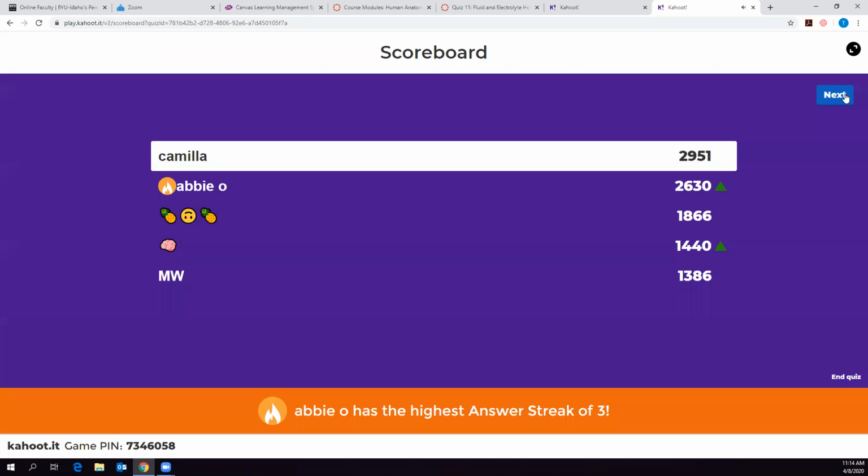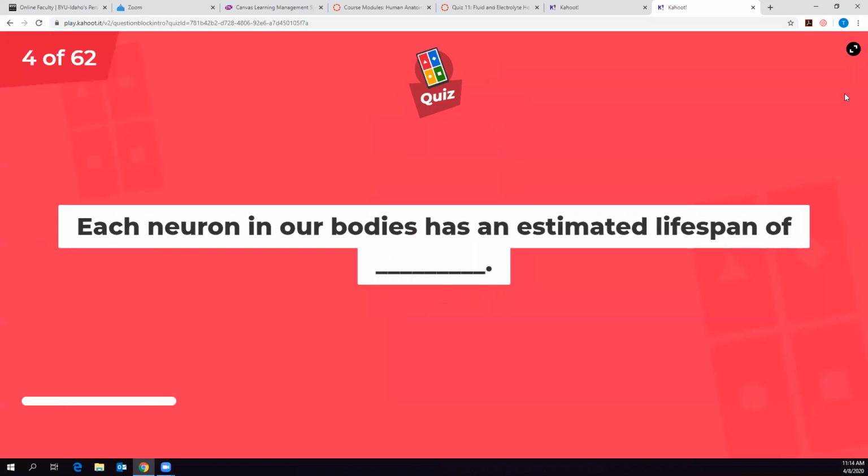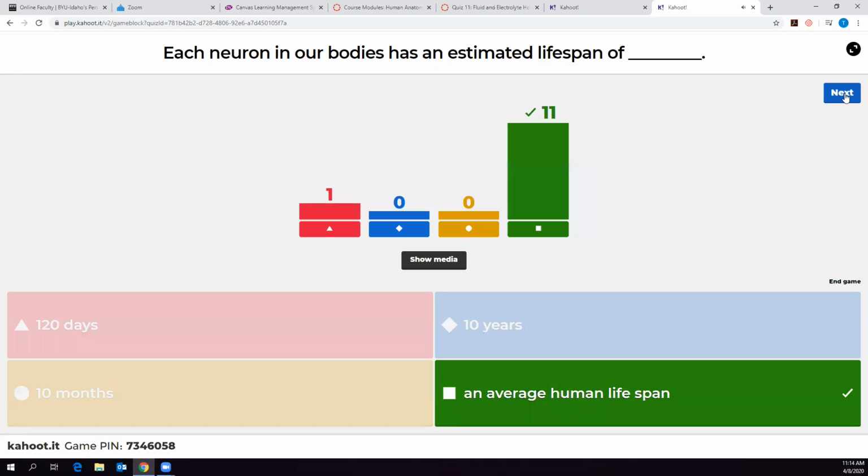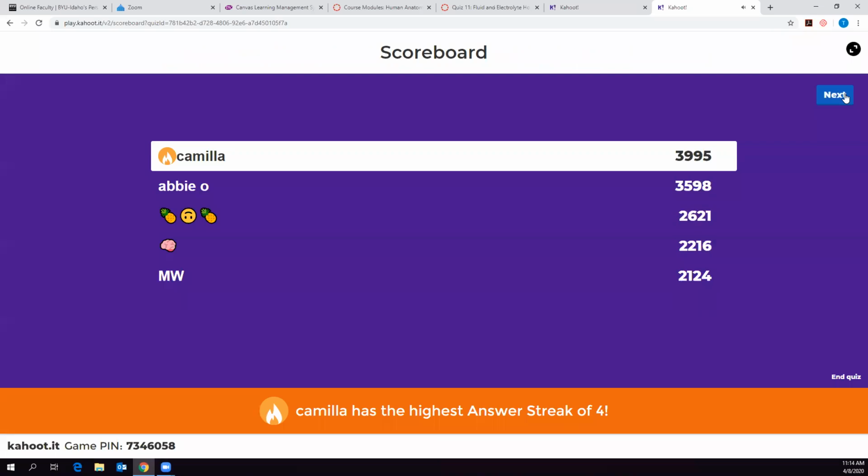All right. Each neuron in our body has an estimated lifespan of, yeah, very good. Our whole lifetime. Excellent. Oh, no, we didn't change positions.